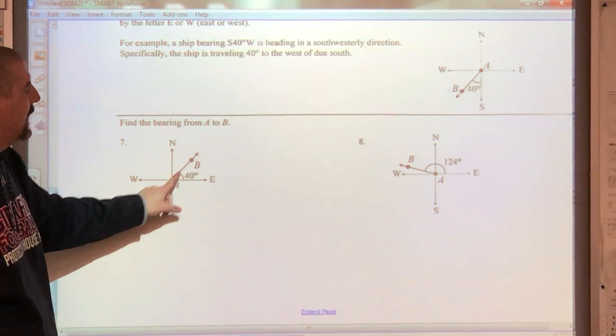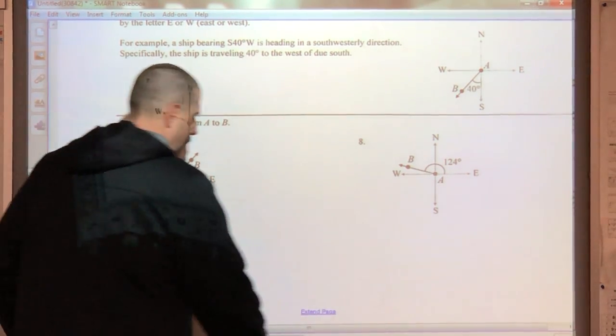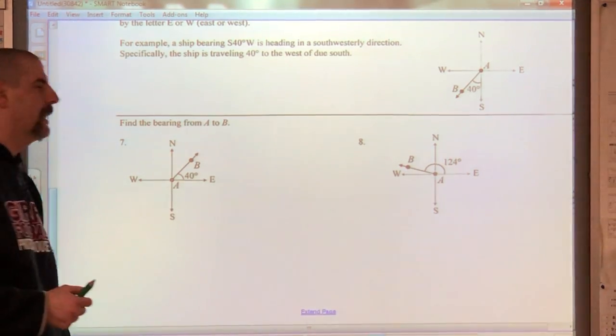Find the bearing from A to B. Now be careful, B to A would be different. You've got to be real careful there. All right, so we practice in class, so go ahead and figure out numbers 7 and 8 on your own.